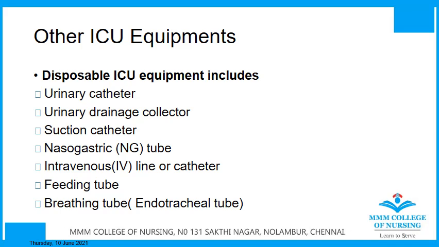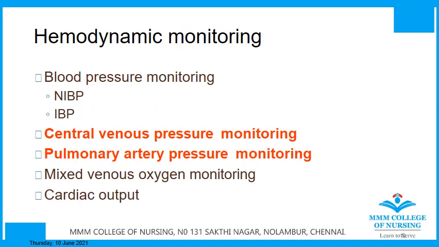these are disposable ICU equipments which can be discarded after every use. They are as follows: urinary catheter, urinary drainage collector, suction catheter, nasogastric tube, that is NG tube, IV line or catheter, that is intravenous line or catheter, feeding tube and the endotracheal tube. So these are the other ICU equipment.